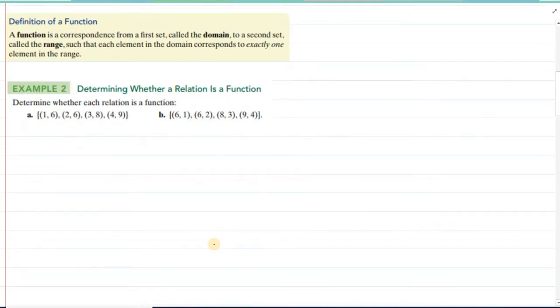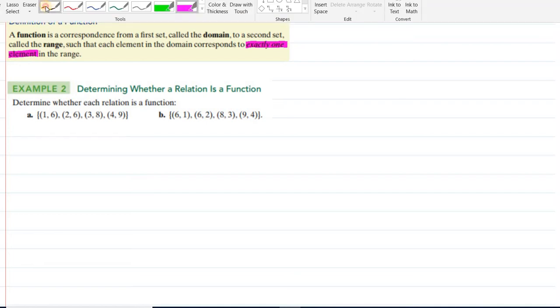Before we move on, example 2. Here we have a definition of a function. A function is a correspondence from a first set called a domain to a second set called a range, such that each element in the domain corresponds to exactly one element in the range. So there's a whole definition, but the most important part is right here: exactly one element in the range. That's the most important thing. All right, let's take a look.